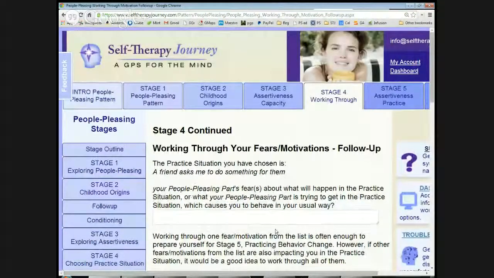So that takes care of stage 4. You work through those, whichever fears you want to, and then you can move on to stage 5 and actually set up your homework practice where you get to practice being assertive when friends ask you to do things for them, which, by the way, doesn't necessarily mean saying no. I should just make it clear. Being assertive might mean saying yes if you really do want to do this thing for the friend and if you really have time to do it. So it doesn't always mean saying no.